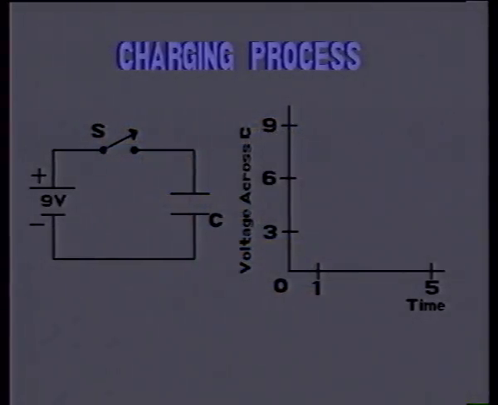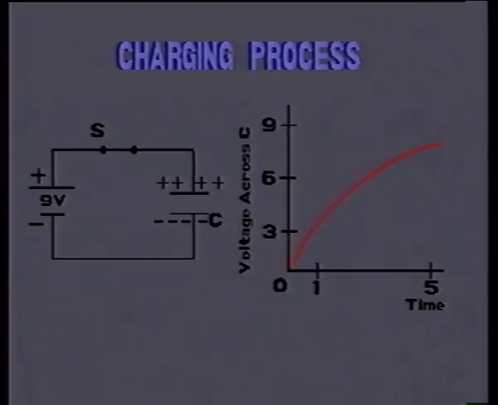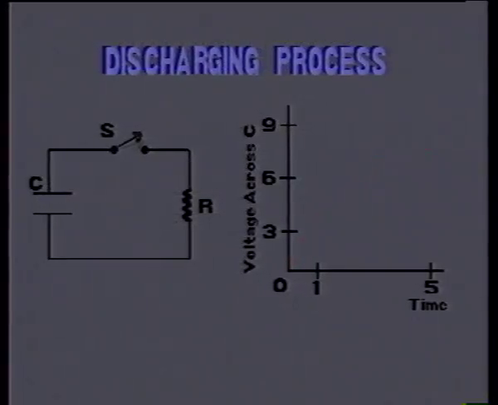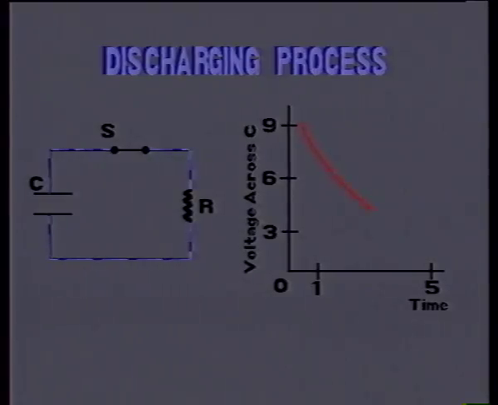When you connect a battery across a capacitor, the charging process starts. The capacitor charges slowly till it is the same as the battery potential. The rising curve shows that the capacitor is slowly charging till it attains the same potential as the battery. If the battery is removed, the charge may take a long time to leak away. The falling curve shows the decay of the charge.